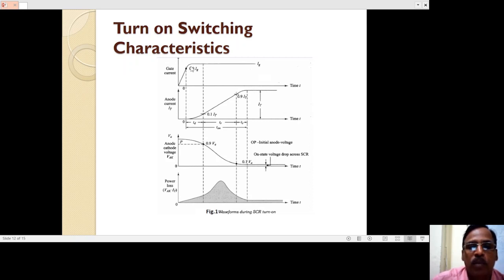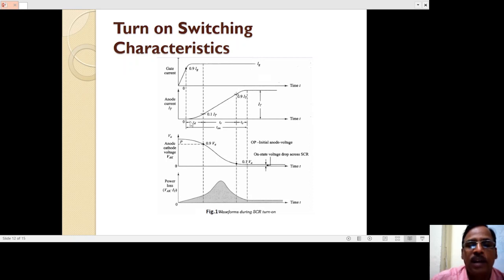See the figure here, first waveform between gate current and time. Gate current rises linearly with increasing voltage and after reaching 100% it becomes steady. Gate current becomes steady. What about anode current? If you increase the voltage, anode current increases slowly and it becomes steady after the spread time. What about anode cathode voltage? Initially, entire voltage appears across SCR, and when SCR is turned on, voltage reduces gradually.